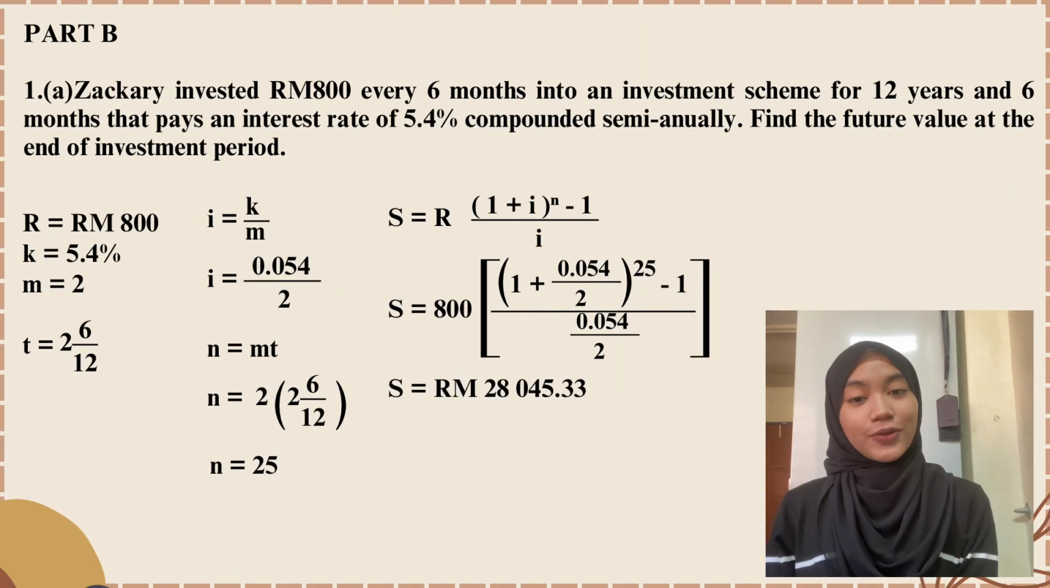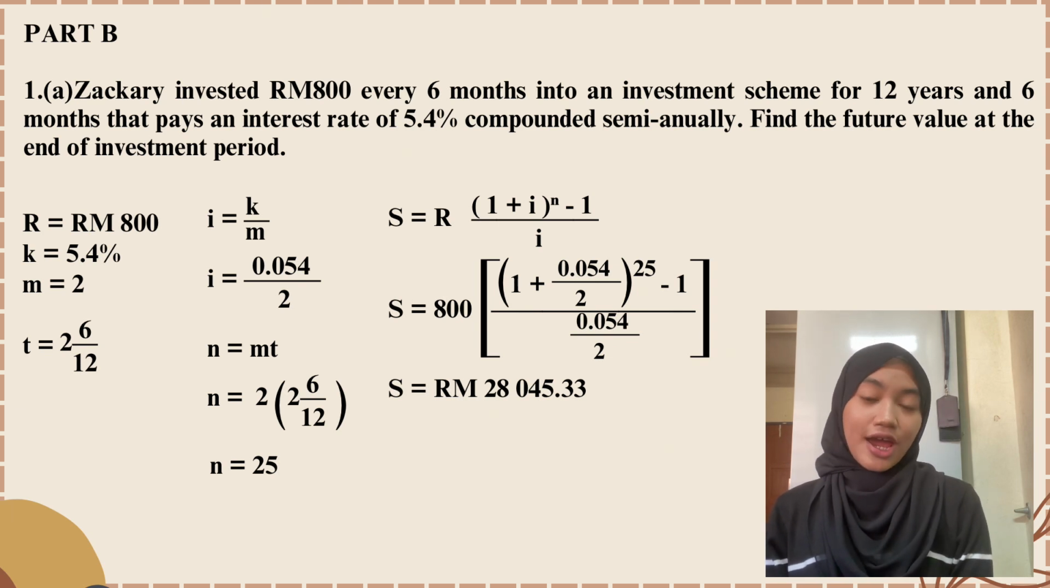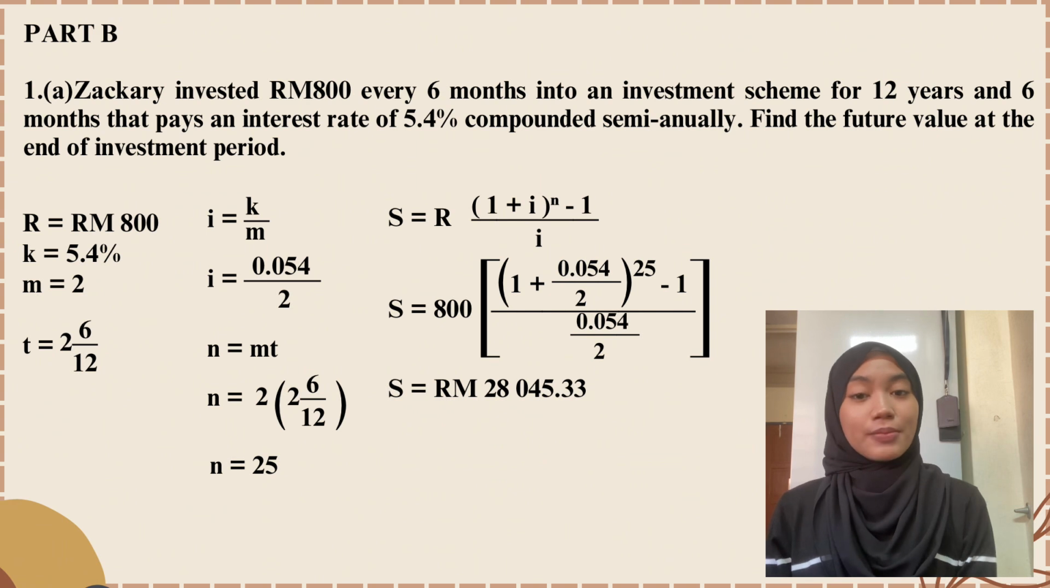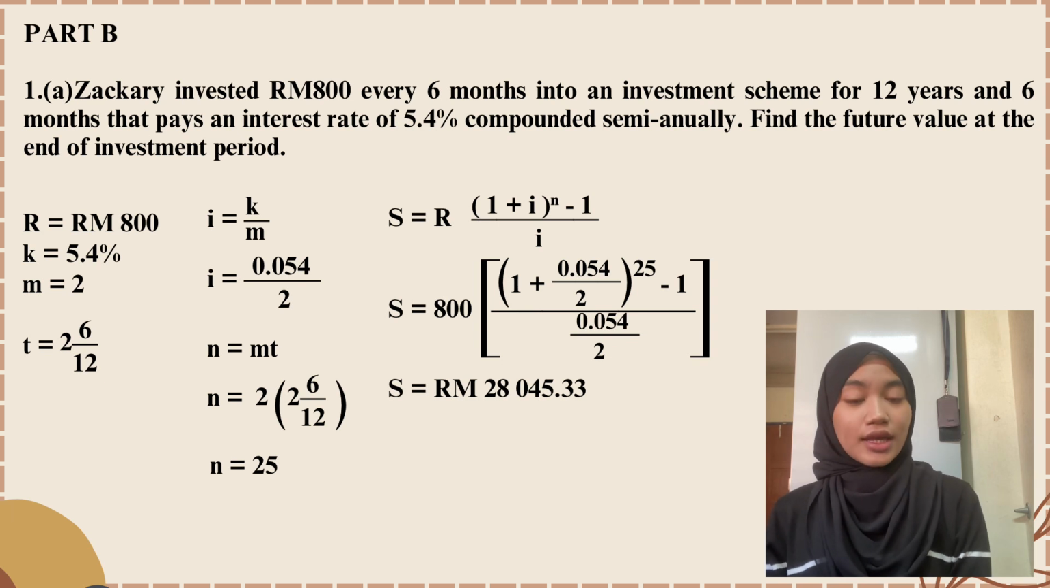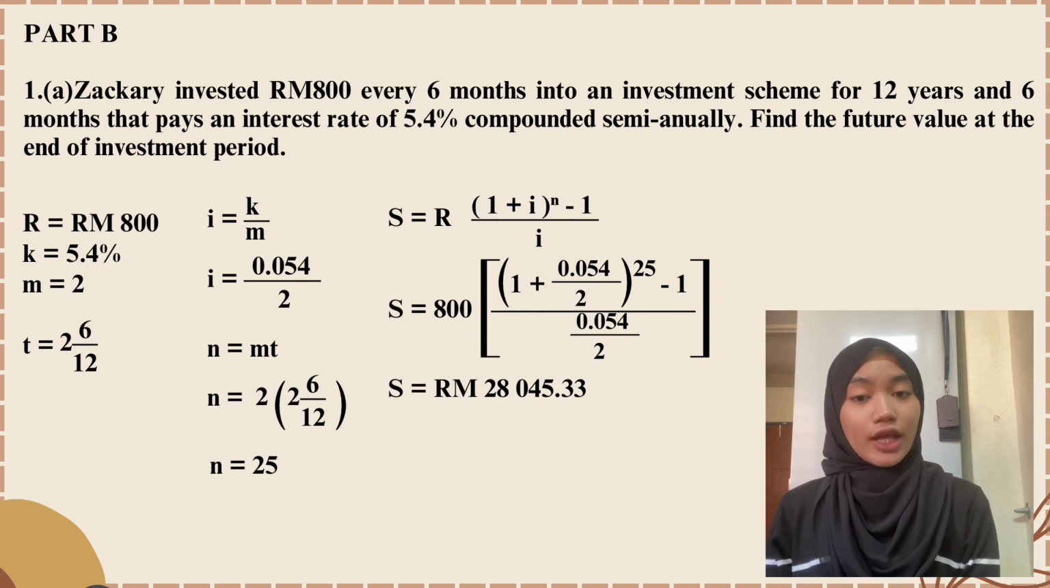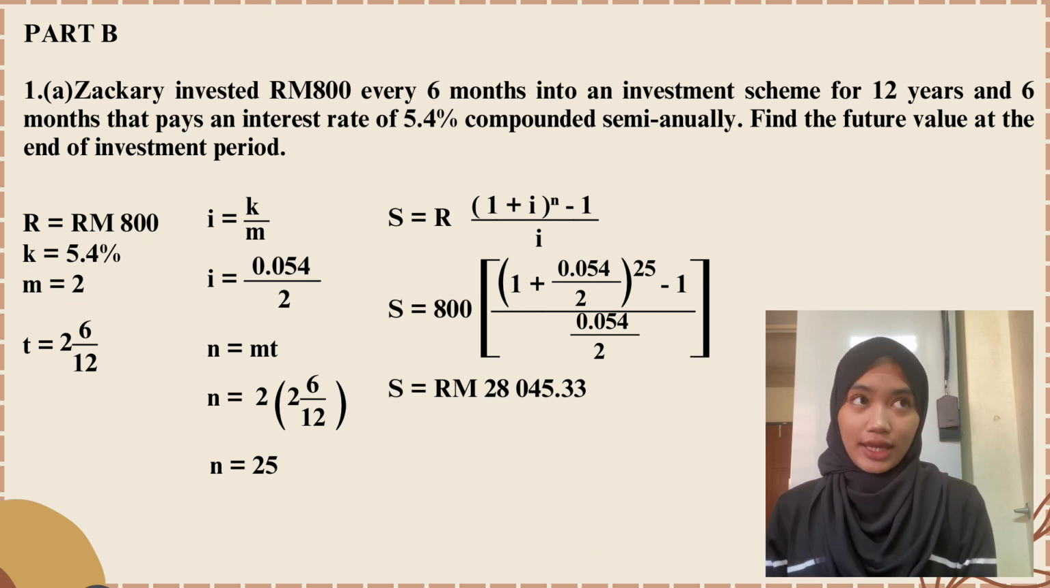For part B, question 1a, I is interest rate per period. To find I, K must be divided by M. And we got 0.054 divided by 2 equals 0.027 for the interest rate. For the number of payments, N must be multiplied by T. And we got 2 multiplied by 2 years and 6 months equals 25 for the number of payments. Substitute all that in the future value of annuity formula, and the future value at the end of the investment period is equal to 28,045 ringgit and 33 cents.